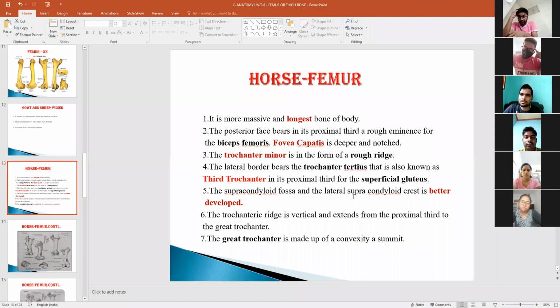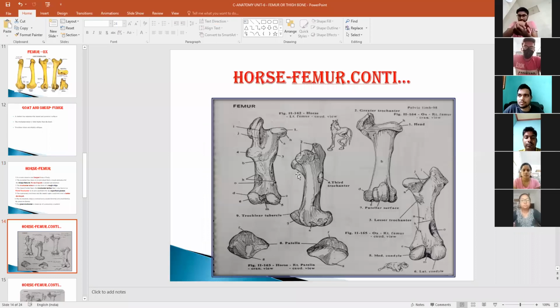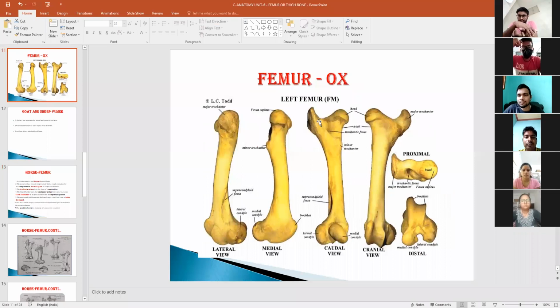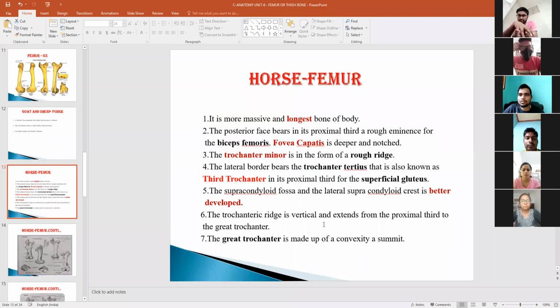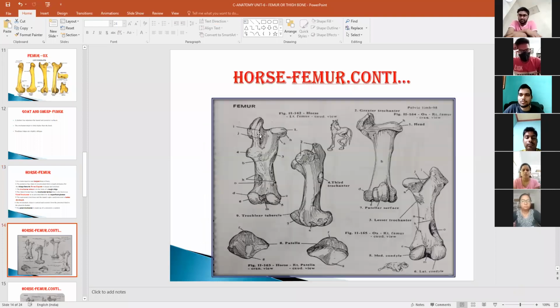The supracondylar fossa and the lateral supracondylar crest are better developed, and the trochanteric ridge is vertical and extends from the proximal third of the great trochanter. In the ox this trochanteric ridge is slightly oblique in position, but here you see it is vertical in position. The great trochanter is in the form of a convexity of summit.